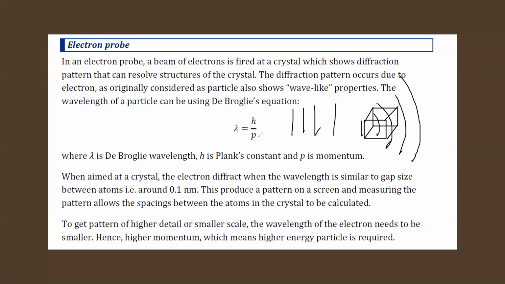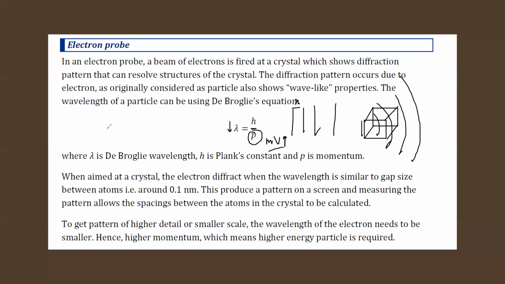So if you want to increase the wavelength, momentum is a product of mass and speed. If we want to increase the wavelength, we should decrease the momentum. Or if we want to decrease the wavelength, because if we want to decrease this lambda, we should increase the momentum. And how can we increase the momentum? By increasing the speed. And how can we increase the speed?